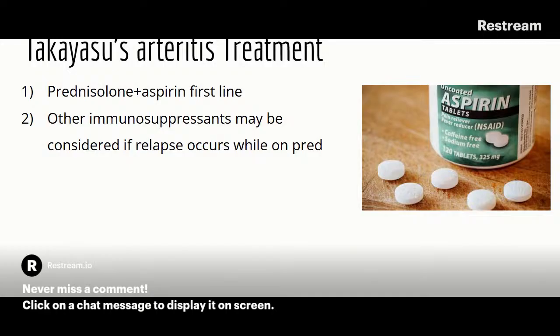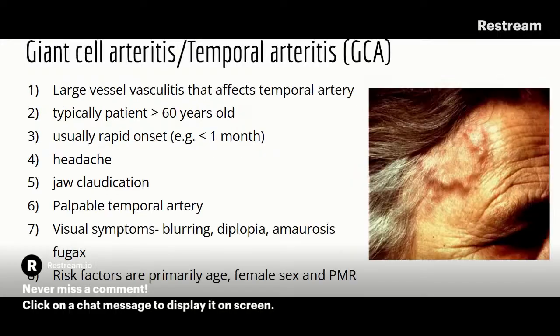The main treatment is going to be prednisolone and aspirin. We give the prednisolone to suppress the inflammation. We give the aspirin to reduce the risk of a clot forming. And you can try other immunosuppressants if they relapse while on prednisolone, but that's going to be up to the discretion of the rheumatologist looking after the patient, seeing which one's most appropriate.